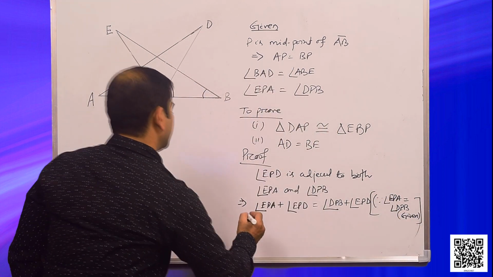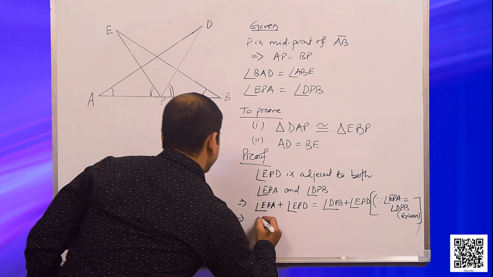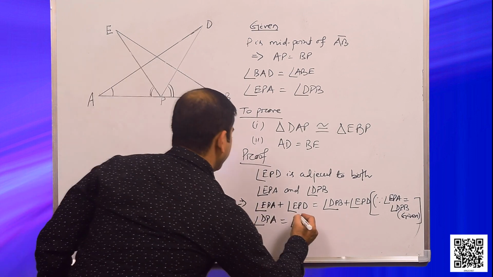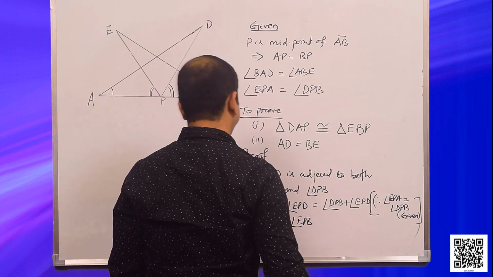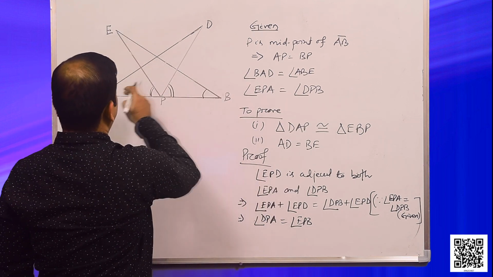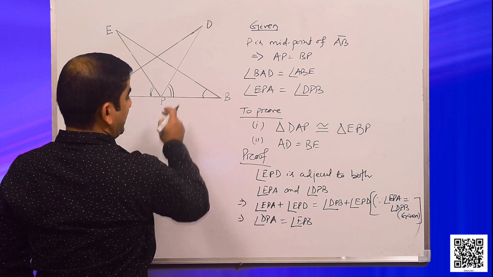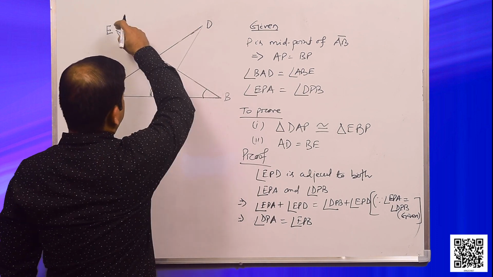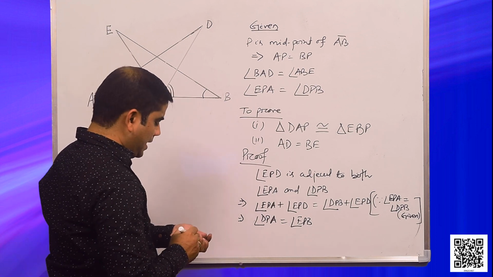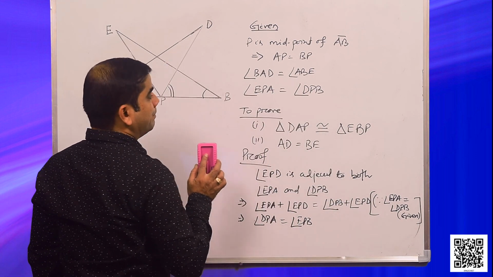So, that means angle DPA is equal to angle EPB. EPA plus EPD, that means DPA. Same way, DPB plus EPD is your EPB. Now, let us concentrate on those triangles. Which ones? DPA and EBP.